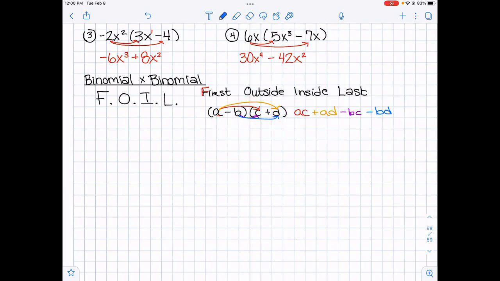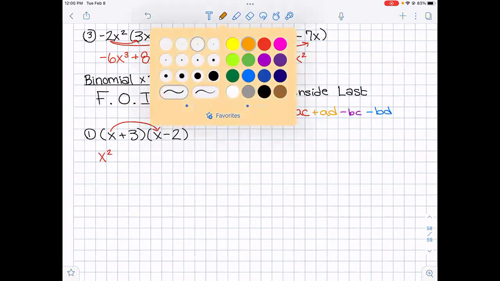Okay, so let's try it on an actual problem so that you can see how it works, and it might not be so bad. With regular numbers, there will be x, but nothing too complicated. X plus 3 times x minus 2. Okay, so start with the first. So you take the first term times the first term. So what's x times x? X squared, right?